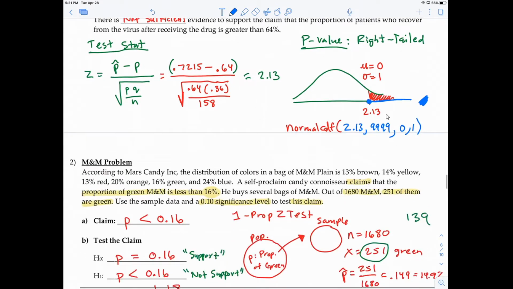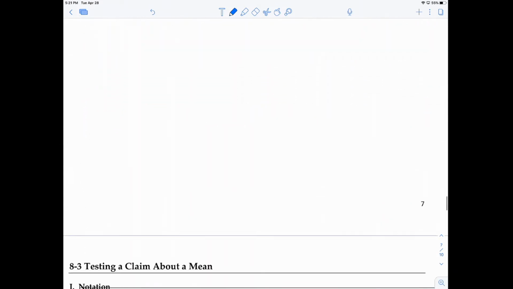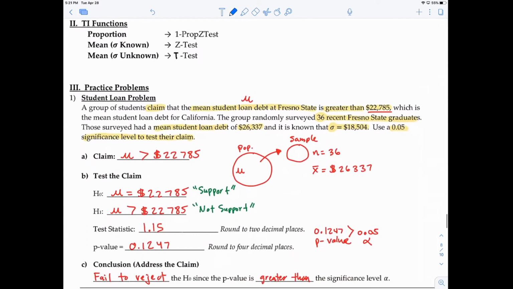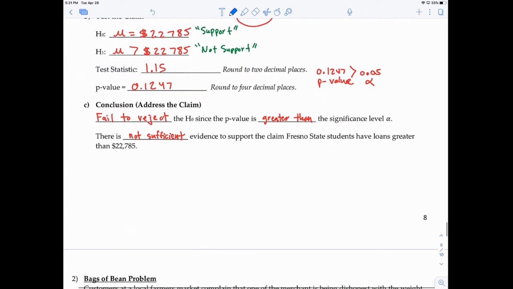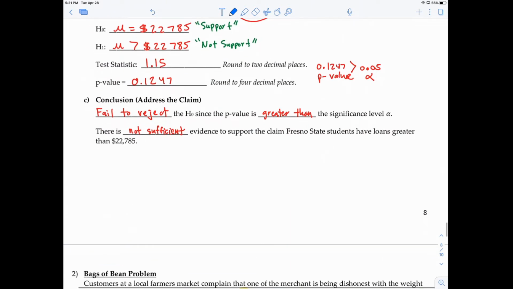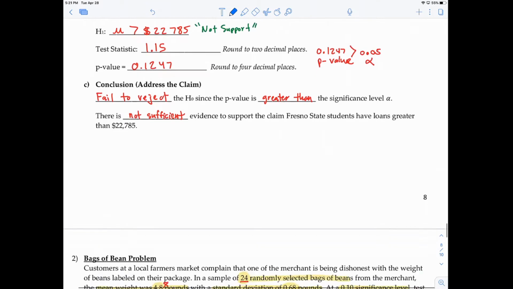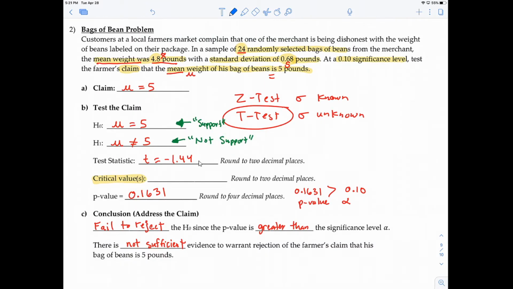Okay, so let's do one more problem. Let's take a look at 8-3, a problem that we did in the last video. For this one, the test statistic, we're going to look at how to find that.